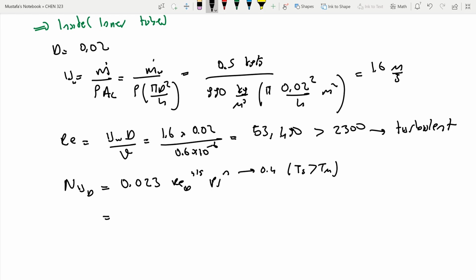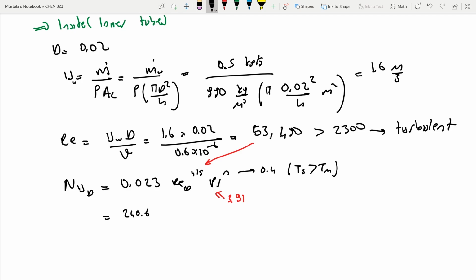So we have Reynolds number here, 53,000. And the Prandtl number was given. This was 3.91. And you can carry out the math, and you will see that this is 240.6. And for the turbulent flow, we'll assume this is also equal to average.